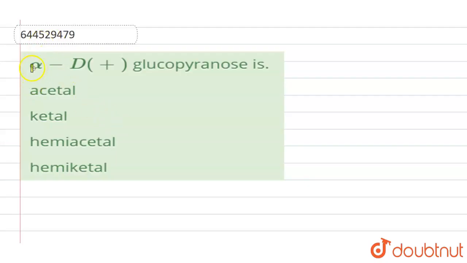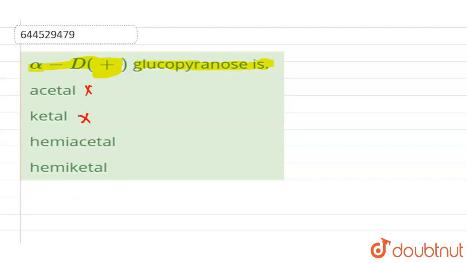Hi everyone, let's take a question. Here the question is: alpha-D-(+)-glucopyranose. We have to tell whether it will be acetal, ketal, hemiacetal or hemiketal. So these two options are incorrect.